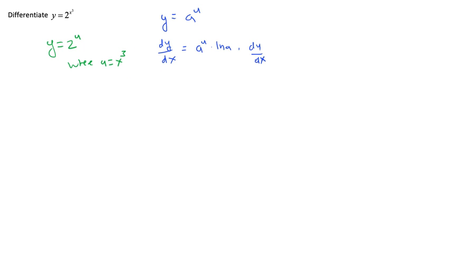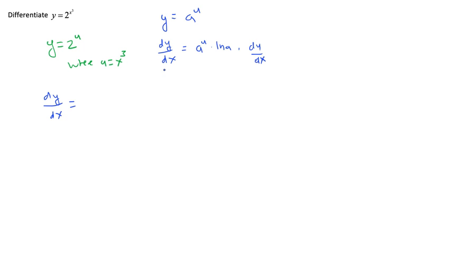So if we follow this formula, what is dy dx going to be? Remember, dy dx, because we are taking the derivative of this y equation with respect to x. That's why this one's du dx, because we are taking the derivative of the u equation, u with respect to x.